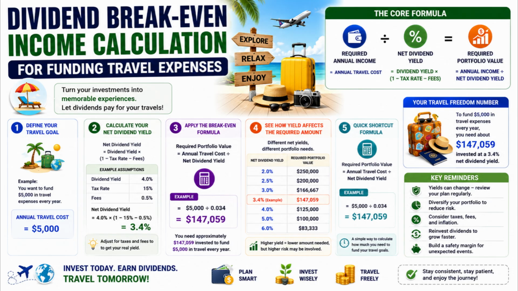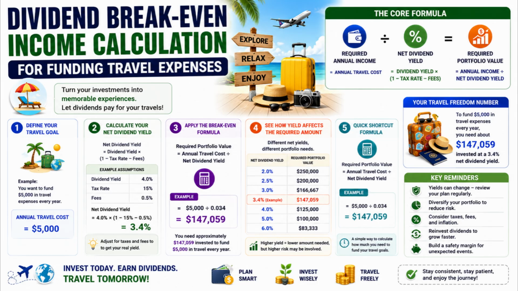For example, in this calculation, the goal is to fund $5,000 in travel expenses every year. Since the travel goal is already shown as an annual cost, we can use $5,000 as the required annual dividend income. Next, calculate the net dividend yield.